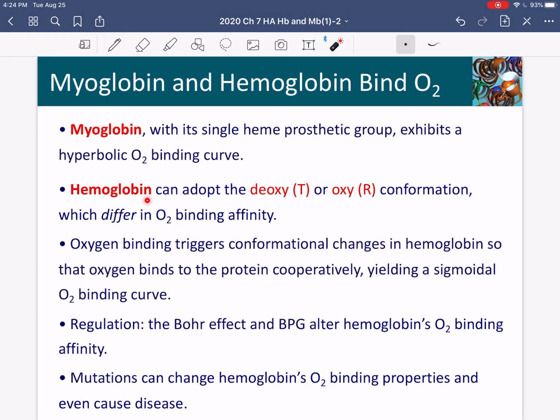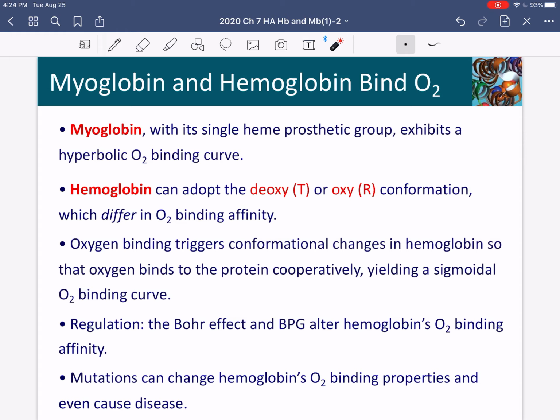Hemoglobin, by contrast, even though it also binds oxygen, binds to 4 heme prosthetic groups, one for each of the 4 polypeptides, so it has quaternary structure and can adopt 2 different conformations. Without any oxygen, it's called deoxy, or the T tense state, and when bound to oxygen, it is called the oxy, or relaxed state. R stands for relaxed.